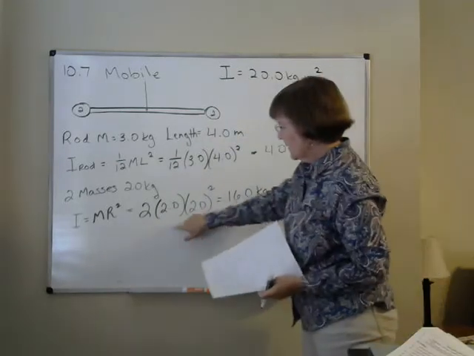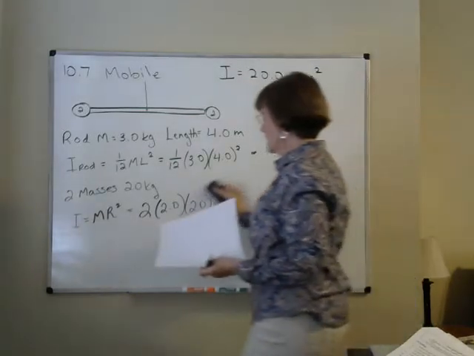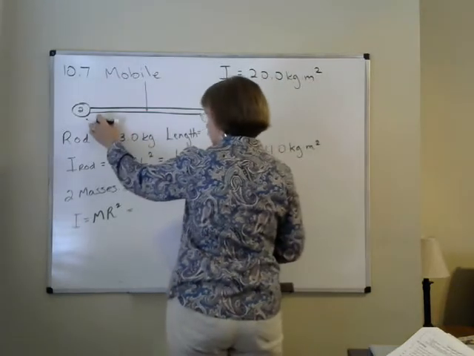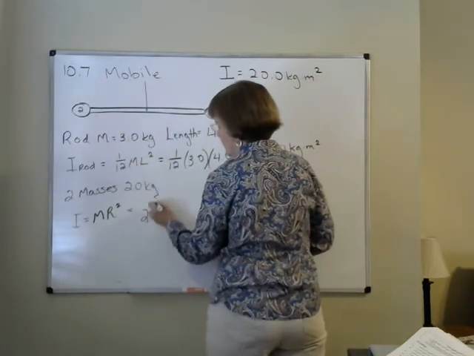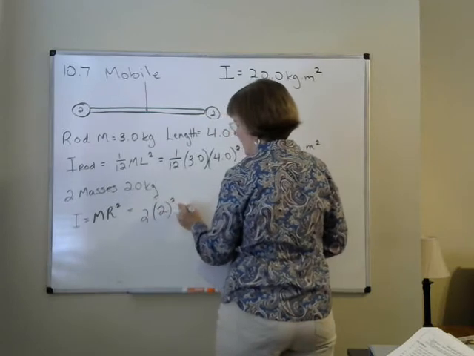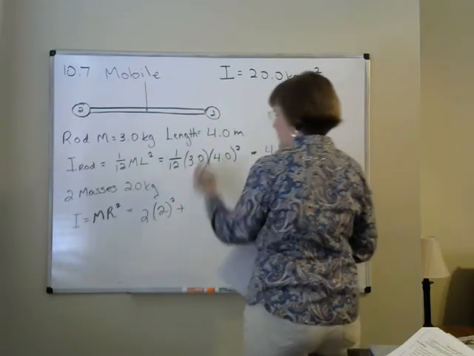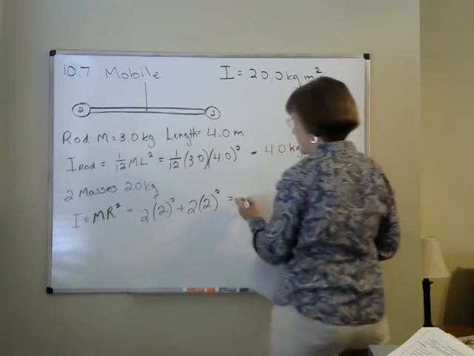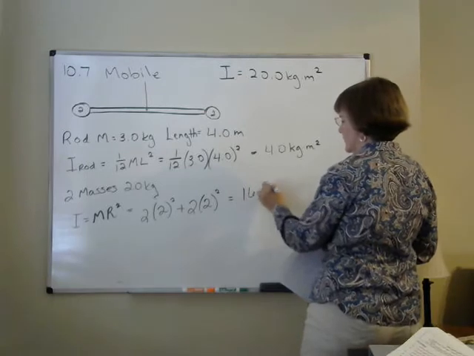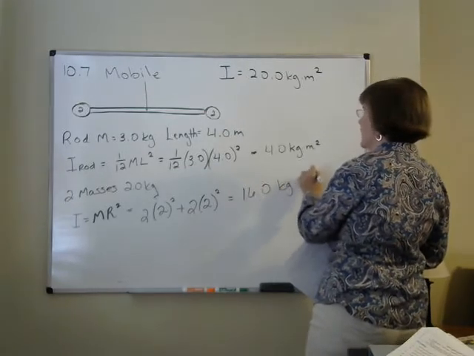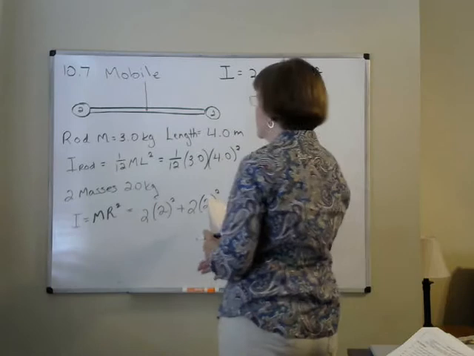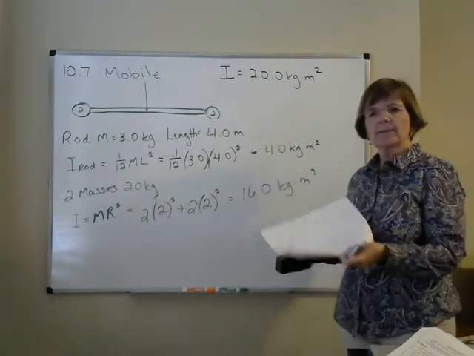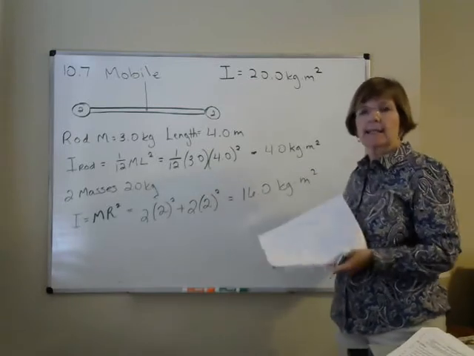This is, like I say, if it helps, I could have done each mass separately. This 2 kilogram mass is mr squared, so 2 times 2 squared plus this one also is 2 times 2 squared. That's where we got the 16 for a total of 20. All right, so we understand how to get the moment of inertia of some type of system where we have to kind of piece together the different parts.